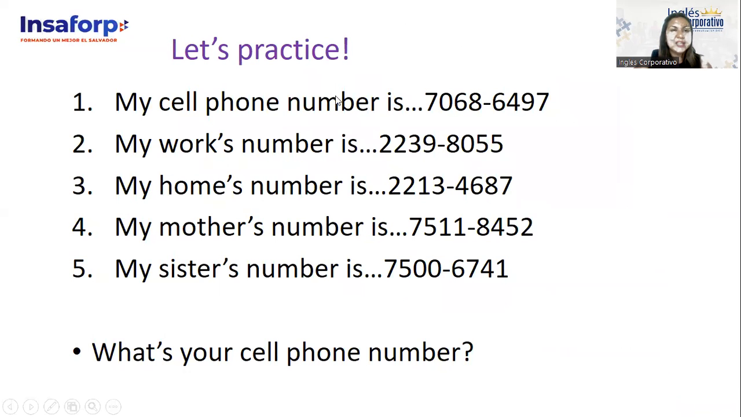Now, guys, this is an example of what you are going to do in a moment. In a moment, you are going to practice saying all your numbers. For example, here I have my cell phone number is 7068-6497. My work's number is 22398055. My home's number is 22134687. My mother's number is 75118452. And my sister's number is 75006741. So you are going to work in pairs or in small groups. You're going to ask and answer each other the number. And you have to take notes, okay?